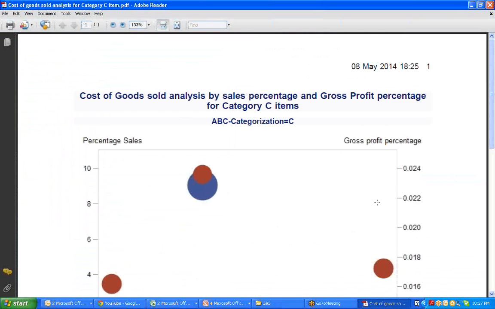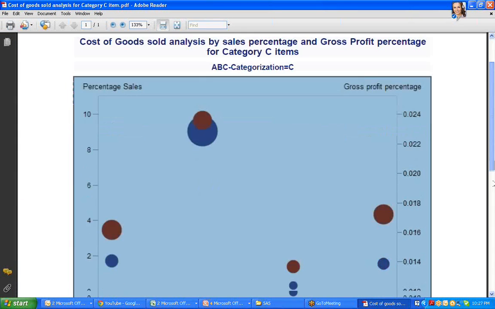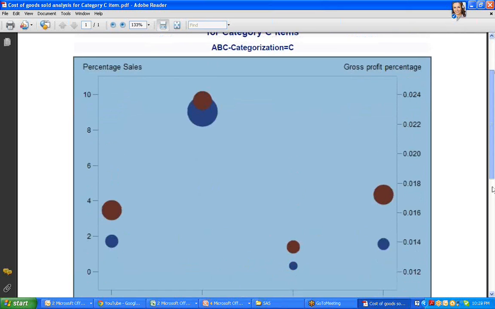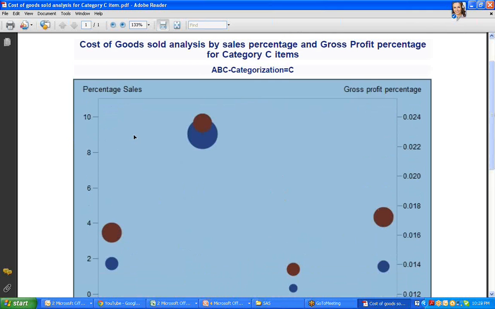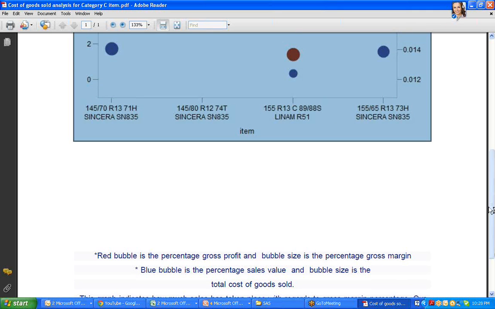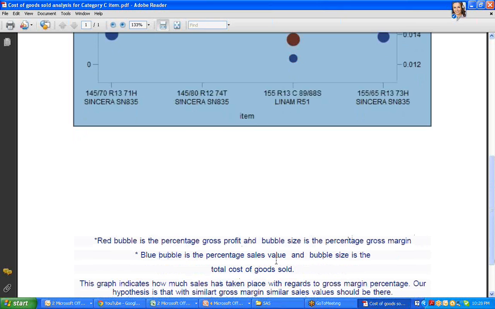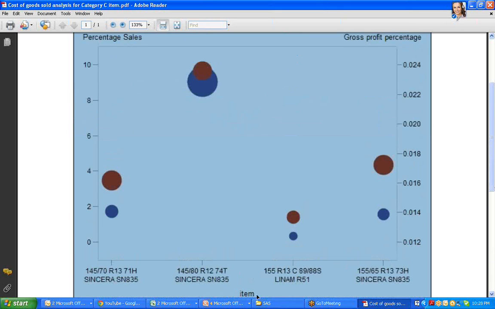There is one more graph which we also wanted to show you, with regards to category C. This is showing percentage sales by gross profit percentage, and here is a description of the red and the blue bubbles. Here you see that the gross margin for almost all the items is quite close. However, the blue bubble size for this particular item is significantly larger than the blue bubble sizes of all the other items in category C.